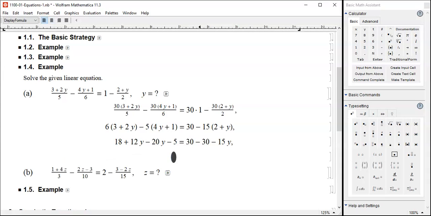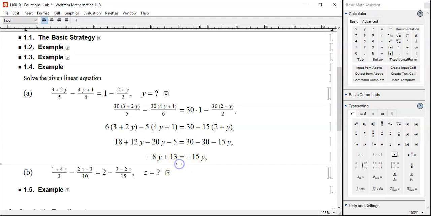All right, let's go to the next step. Like terms. Do you see like terms? Yes, I do. 12y minus 20y, negative 8y. And then the number part. 18 minus 5. Is it 13? Okay, let's go to the right. 30 minus 30, oh, that's easy. That's just 0.